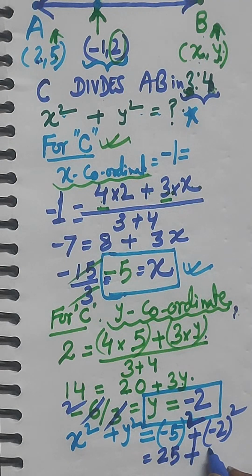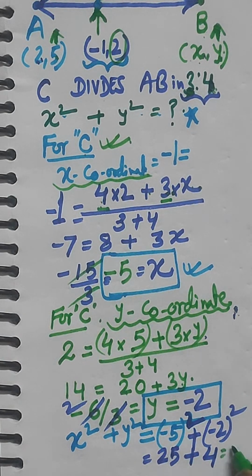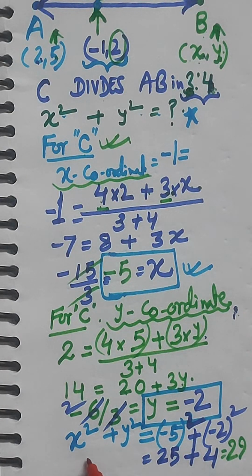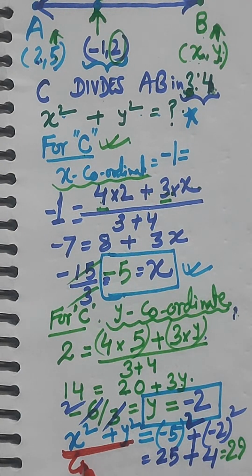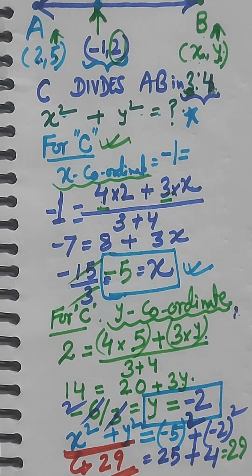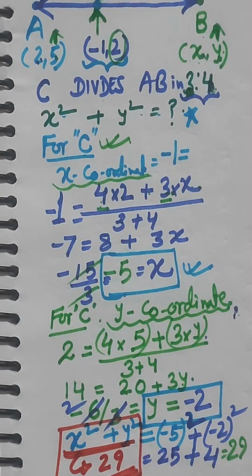Minus will be changed into plus. So 25 plus 4. So the value of x square plus y square is derived, and that is equal to 29, right? So in this way the value of x square plus y square is coming to us as 29, and in this way we have solved this question, right students? X square plus y square, the value of x square plus y square is 29.